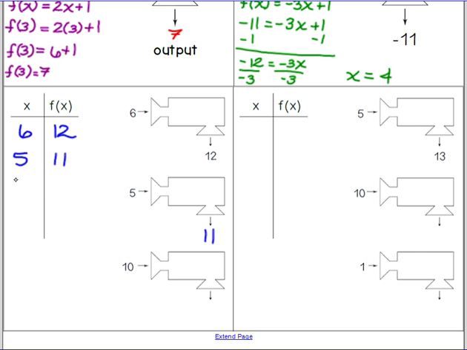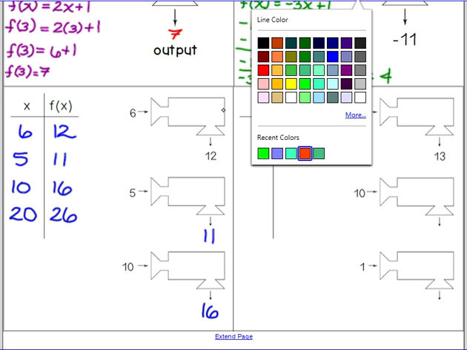Let me give you another input-output. We have an input of 10, and if I were to give you an output value of 16. So when our input is 10, our output is 16. If you need to make revisions to your function rule, do so now. And I'm going to give you one more set of values. If our input is 20, our output is 26. Hopefully you have found a rule that would work for all of these ordered pairs.